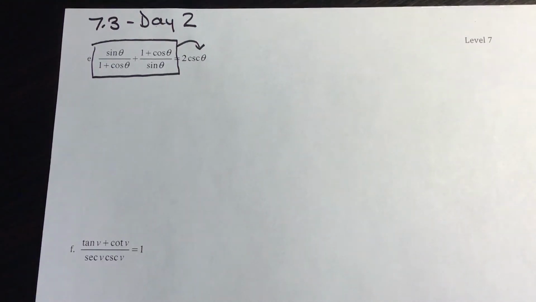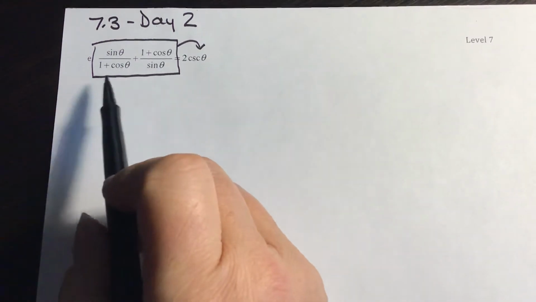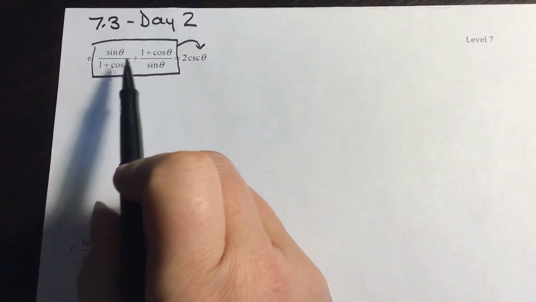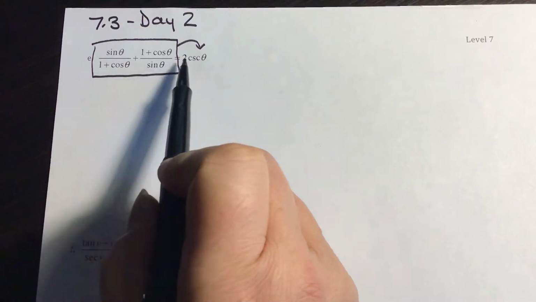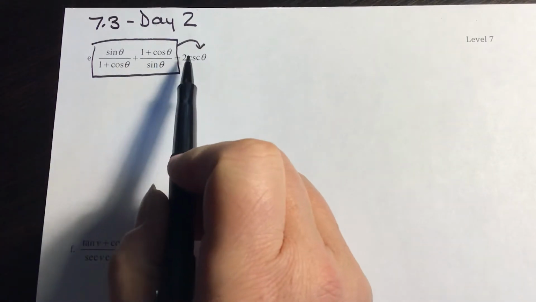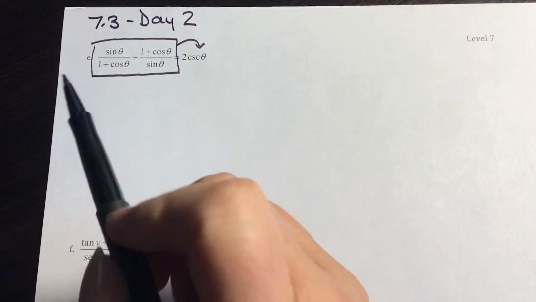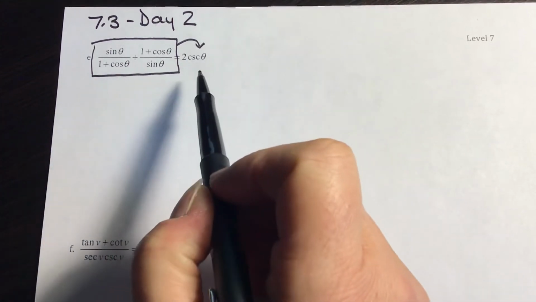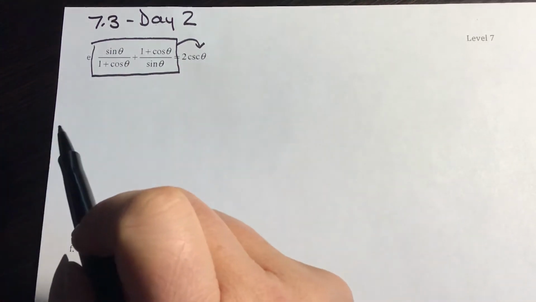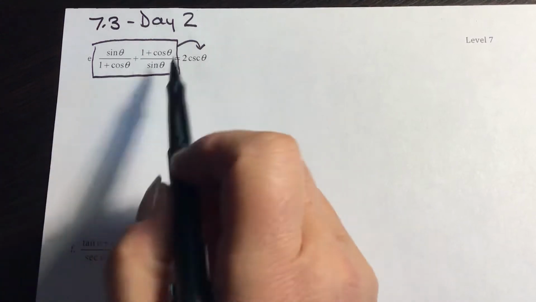Here we are working on day 2 of section 7.3, working more with identities and solving these math puzzles. But here we have an example E. We have two fractions that are added together to get a single term. So since I want one answer, I'm probably going to want to combine these fractions, and to do that I'm going to need a common denominator.